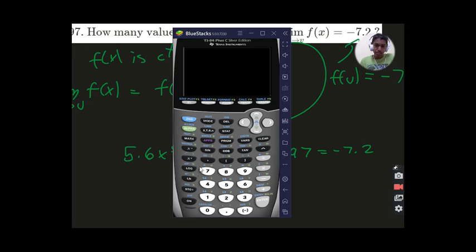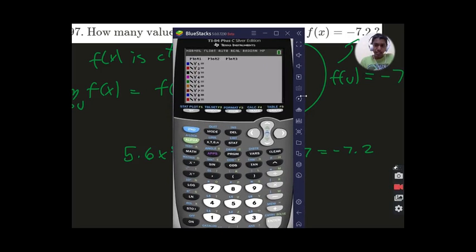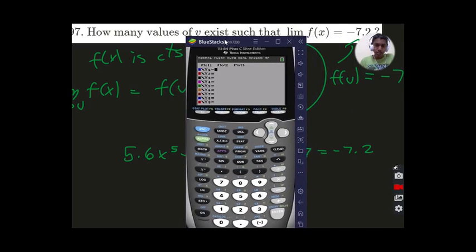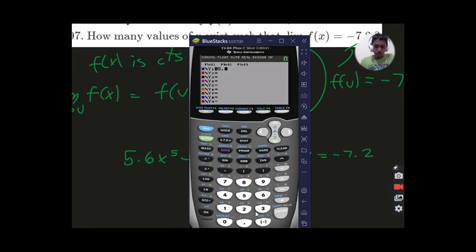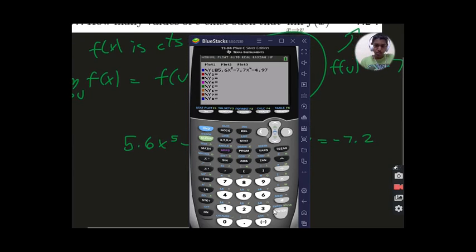Okay, let's pull up this calculator here. You can go to the graphing area with the y equals button right there. Now we are going to put in our function: 5.6x to this, and then minus 7.7x to the fourth, and minus 4.97. Then we're also going to plot the line y equals minus 7.2, and the points where these intersect will ultimately be the values that we want.